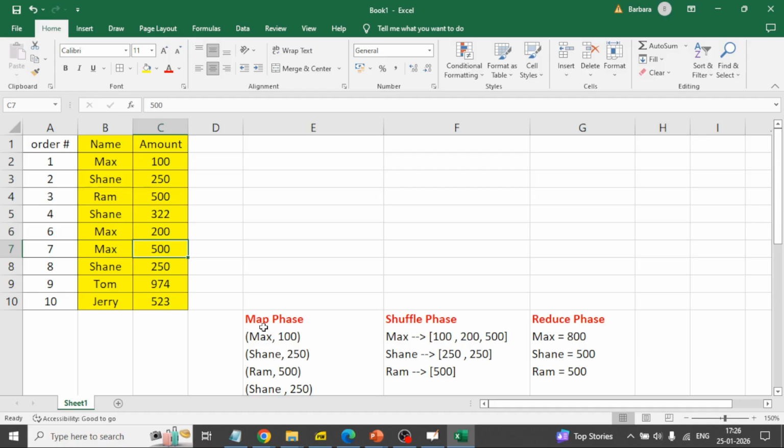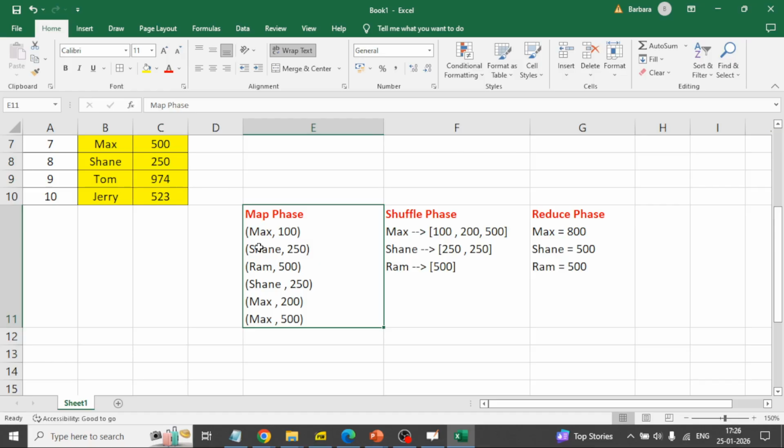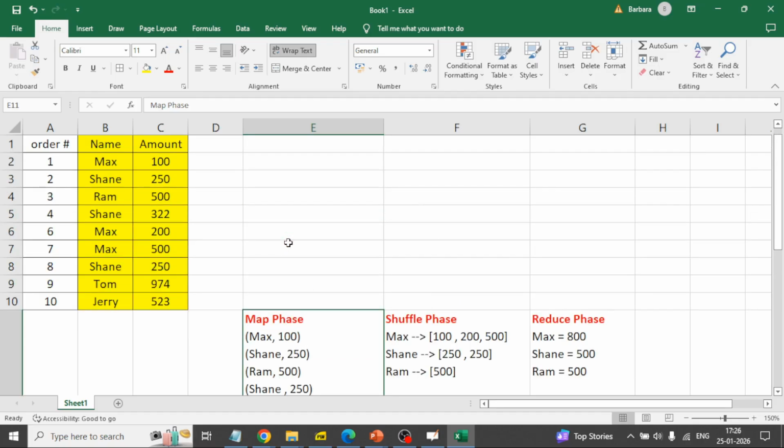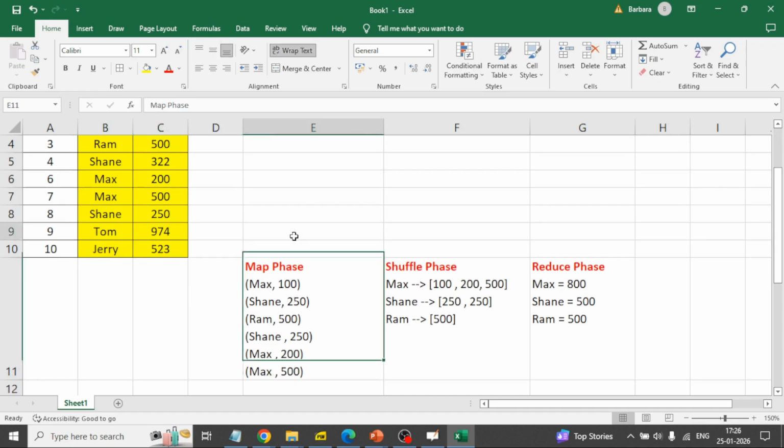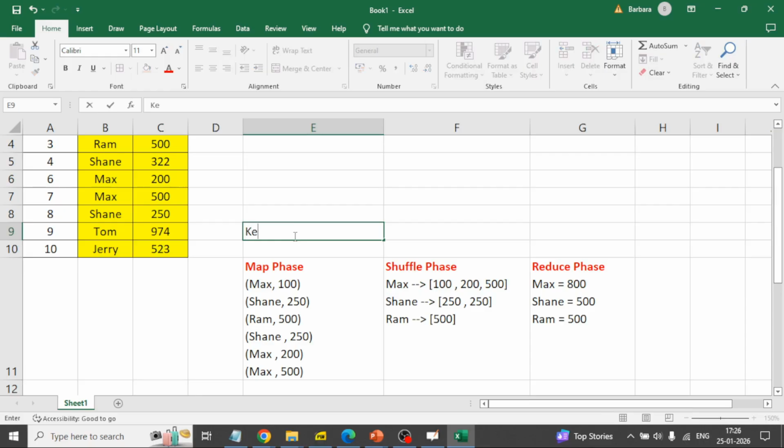So in the map phase, it goes through every line. There is no case of duplication and all in the map phase. What it produces is a key value pair. Max is the key in this example, and its value is 100. So Max is the name, and the amount he's purchased is 100 rupees. So this is what happens in key value pair. It produces a key and its value.